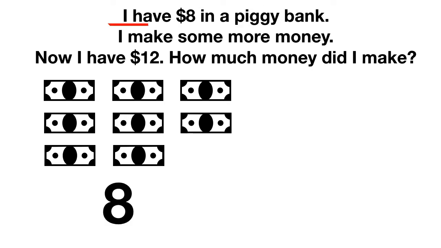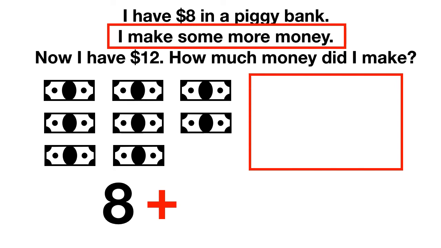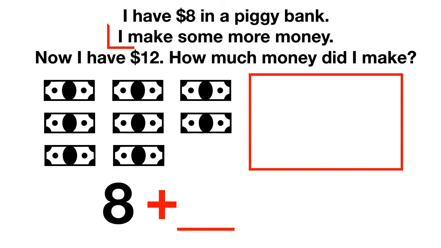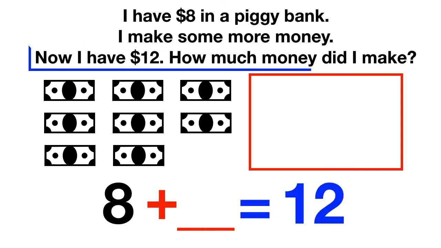Then it says, I make some more money. Well, we don't know exactly how much we're making, so we're going to leave it blank. However, we know because we're making more, we'll be adding. We'll be adding a mystery amount, so we'll put a blank in our number sentence. Finally, the problem says, now I have $12. How much money did I make? So we know this means our entire number sentence has to equal $12.